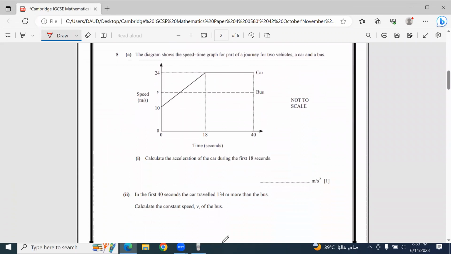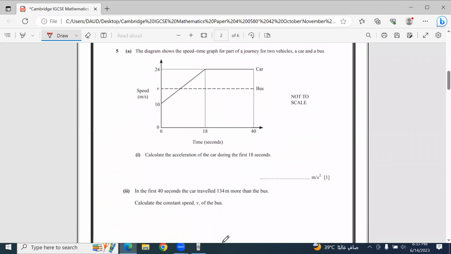Number 5. The diagram shows the speed-time graph for part of a journey for two vehicles, a car and a bus. First, calculate the acceleration of the car during the first 18 seconds. We know that acceleration is the rate of change of velocity with respect to time, meaning Vf minus Vi, or V minus U, final velocity minus initial velocity, divided by the time.